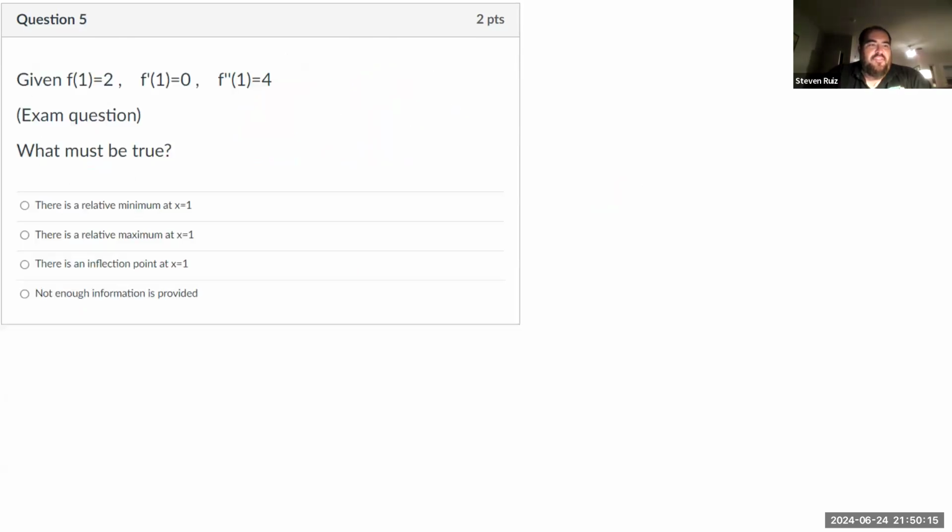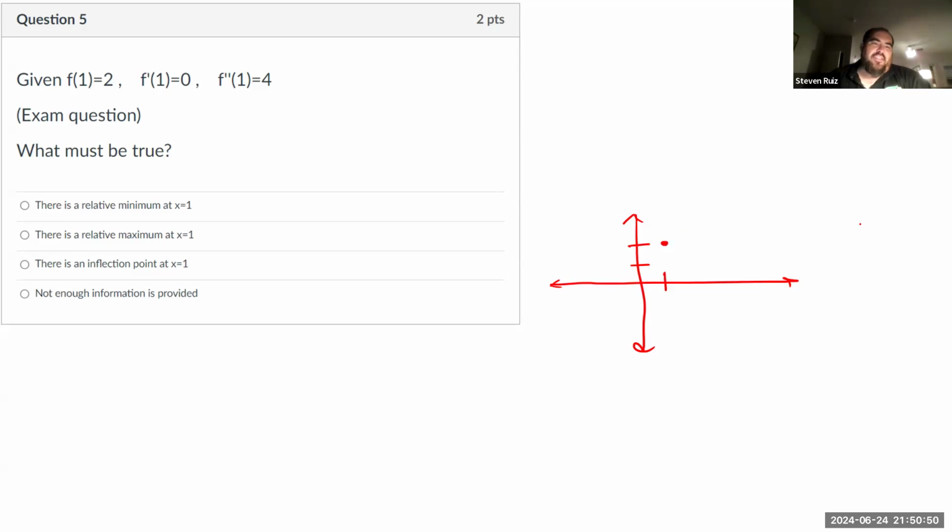All right, moving on to 5. So we have some pieces of data here. Where x equals 1, we know something about the value of the function, the value of the first derivative of the function, and the value of the second derivative. So let's draw a partial graph here to illustrate what's going on. I really only know what's happening at one point, where x equals 1. When x equals 1, y is equal to 2. So I know this point is on this function.